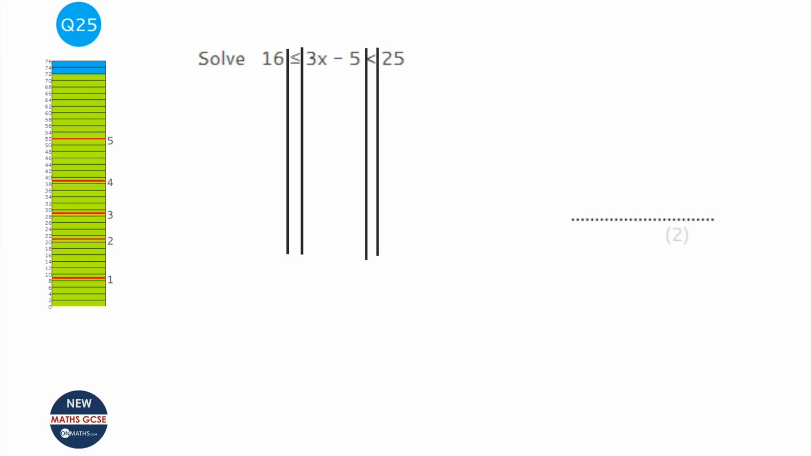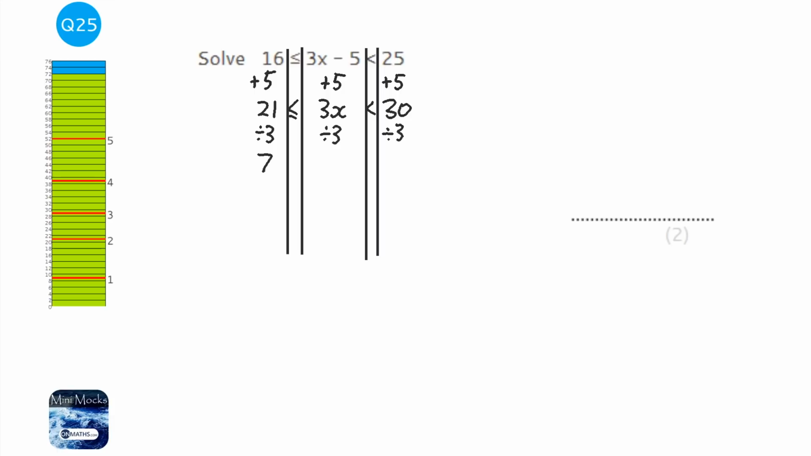So looking in the middle, we need that middle to be x, so we've got 3 timesing by the x, and we've got to take away 5. So we've got to deal with that take away 5 first. We're going to add 5 to all 3 sides. So we're going to end up with 21 here, still got 3x there, and we're going to have 30 there. Now it's a 3x, so we're going to divide all 3 sides by 3 to get x on its own. So that's going to be 7, x, and 10. So my answer will be 7 is less than or equal to x, which is less than 10.